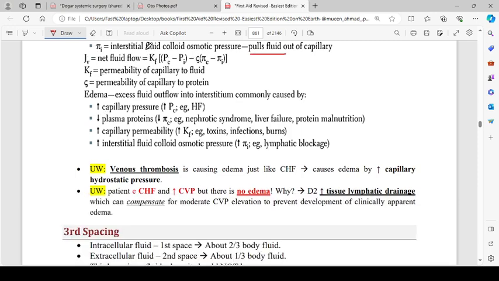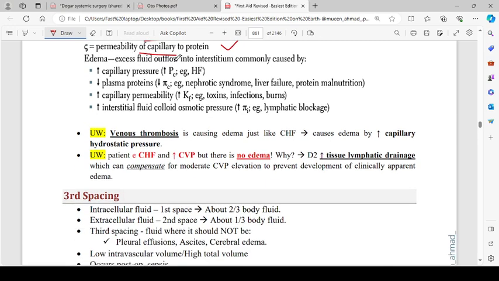The equation for that is KF, K is the constant. That is the constant permeability of the capillary to the fluid. Okay, that's not constant. That varies from capillary to capillary. Into net hydrostatic pressure minus zeta into net oncotic pressure. Zeta is the permeability of capillary to the protein.